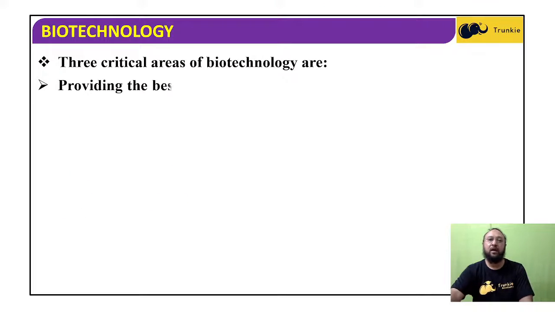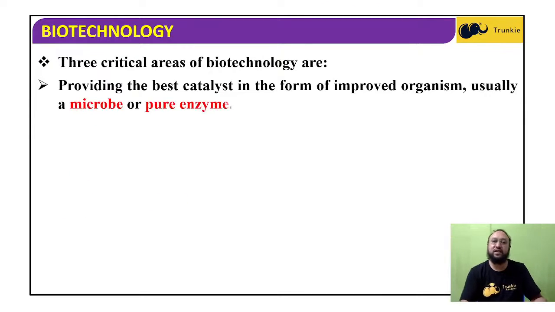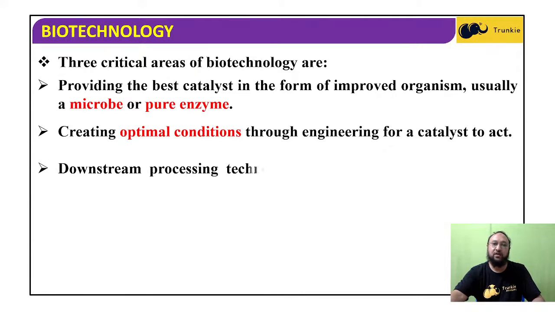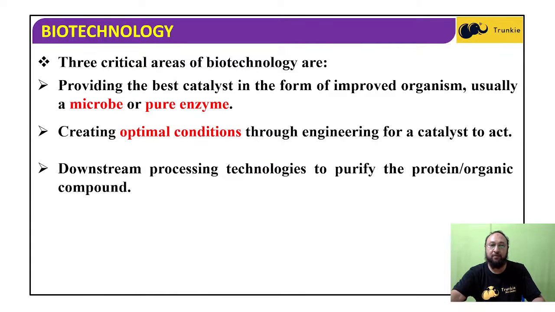Three critical areas of biotechnology are providing the best catalyst in the form of an improved organism, usually a microbe or pure enzyme; creating optimal conditions through engineering for a catalyst to act; and downstream processing technologies to purify the protein or organic compound. So these are the critical areas of biotechnology where these things are done.